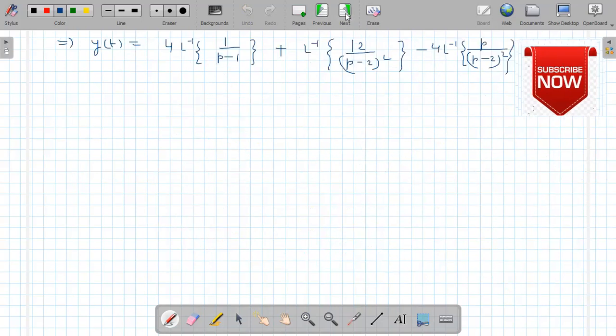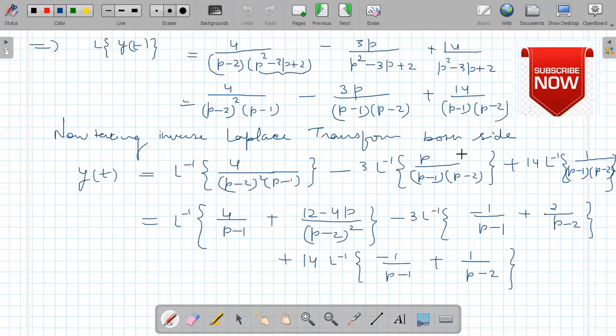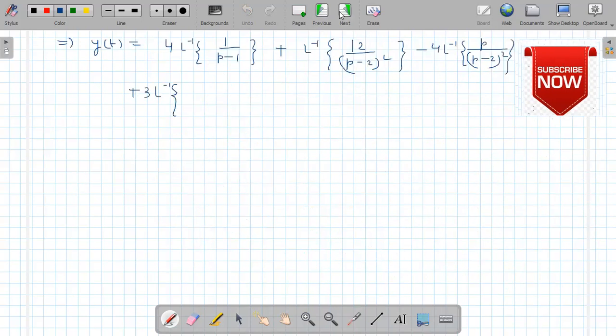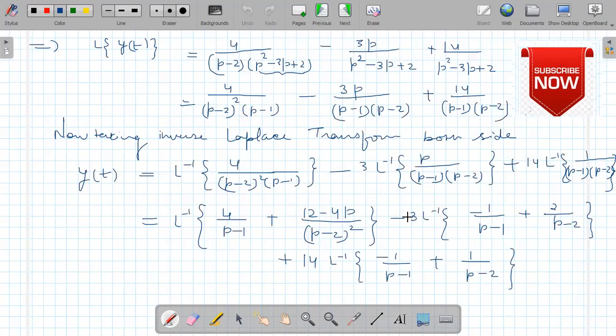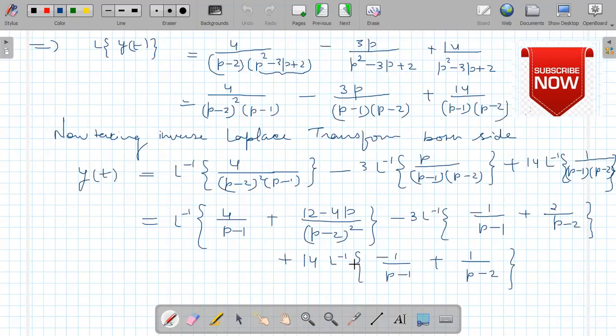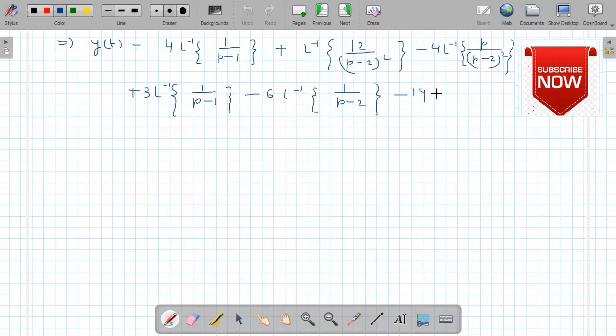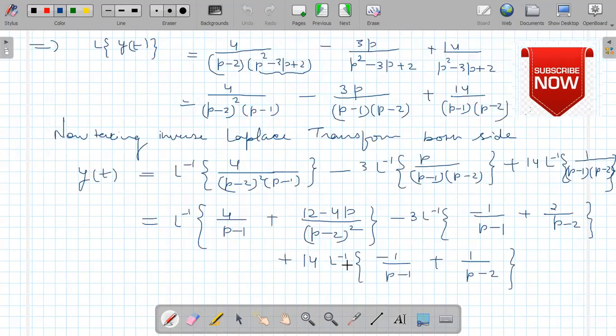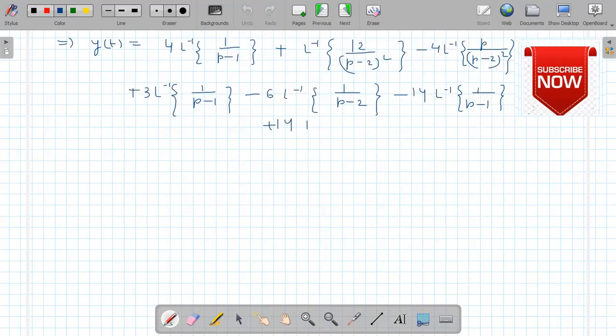Okay, and for the next one, this 3 into Laplace inverse of 1 upon p minus 1, and it is minus 6 into Laplace inverse of 1 upon p minus 2, minus 14 into Laplace inverse of 1 upon p minus 1, plus 14 into Laplace inverse of 1 upon p minus 2.